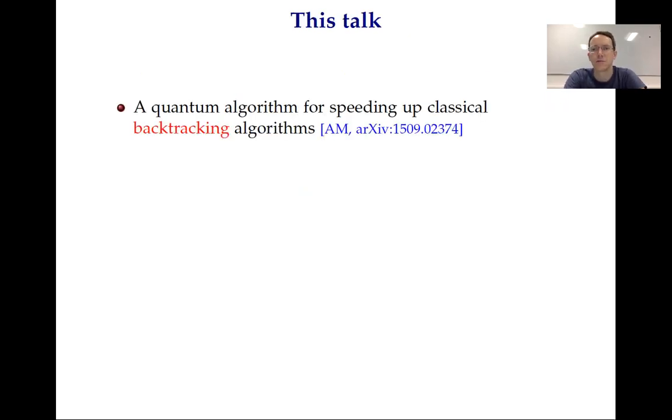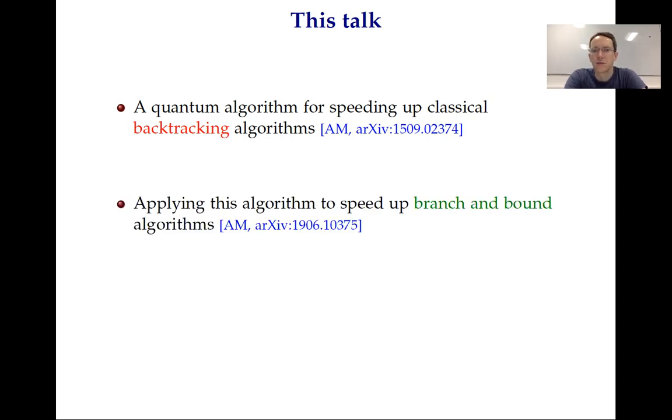In particular, what I want to talk about is firstly a quantum algorithm for speeding up classical algorithms that are based on the technique of backtracking, which I'll introduce in a minute. I should say everything I talk about today is reported in papers on the arXiv, and I'm just going to give the arXiv links to the various papers that you can search for and find if you want to learn more.